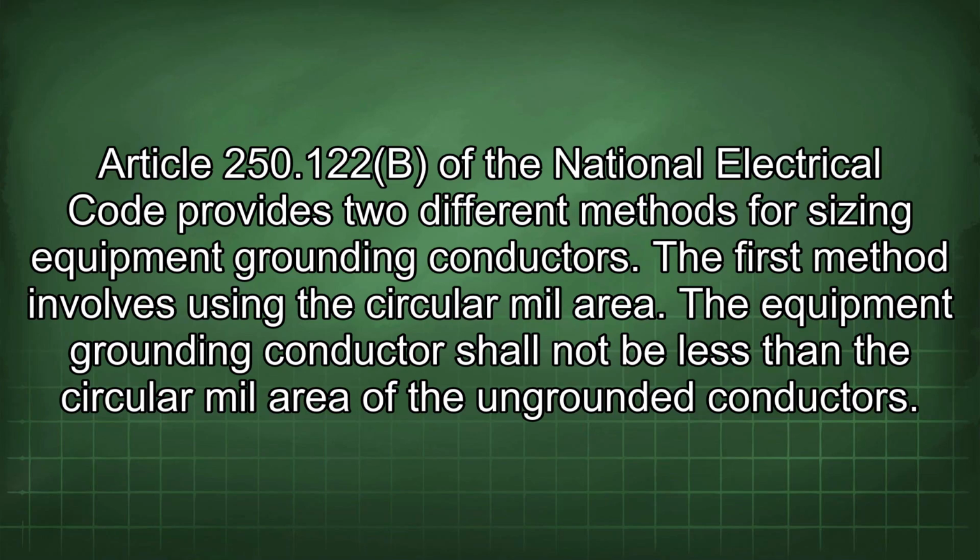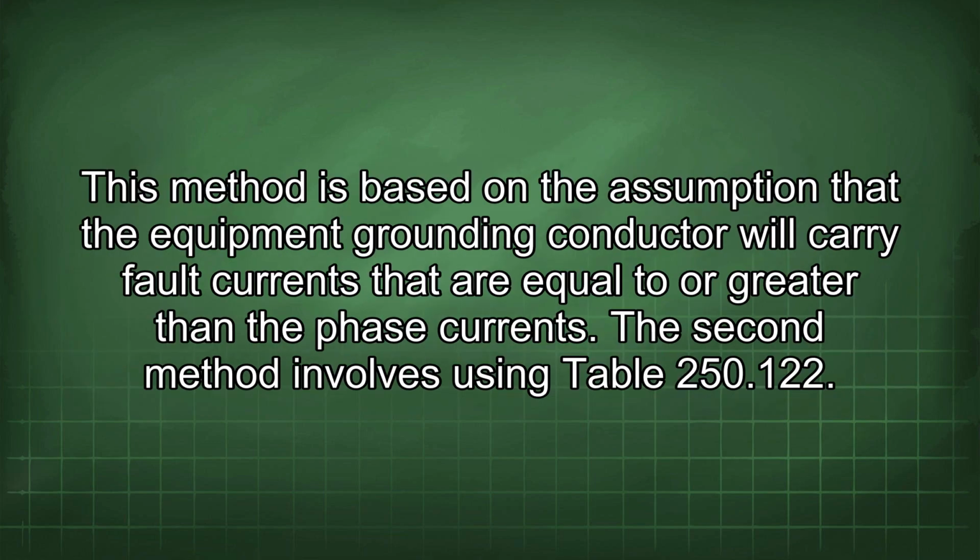250.122(B) of the National Electrical Code provides two different methods for sizing equipment grounding conductors. The first method involves using the circular mill area. The equipment grounding conductor shall not be less than the circular mill area of the ungrounded conductors. This method is based on the assumption that the equipment grounding conductor will carry fault currents that are equal to or greater than the phase currents.